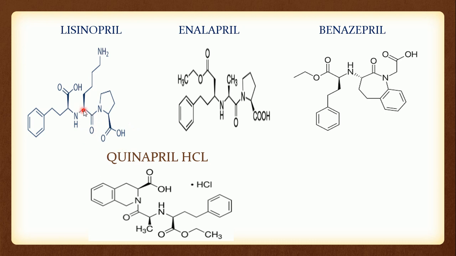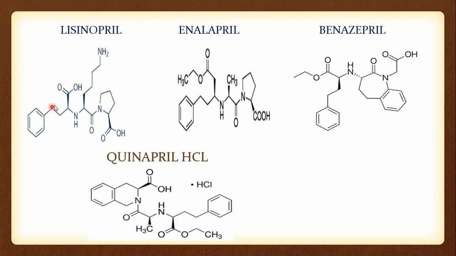Here CH2, CH, CH2, CH2, CH2, CH2. So totally a 5 carbon chain is present. So a pentyl amino group is attached. To first carbon and fifth carbon, amino groups are attached. Then here a propyl group is attached. Then here butanoic acid is present.